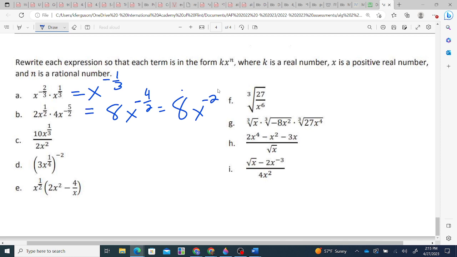All right, so we'll leave C and D for you. Let's try E. So this is an old school distributive problem. I've got X to the 1/2 power times 2 times X to the second power. Oh, excuse me. So if I multiply those, what do I end up getting? Because I'm distributing.